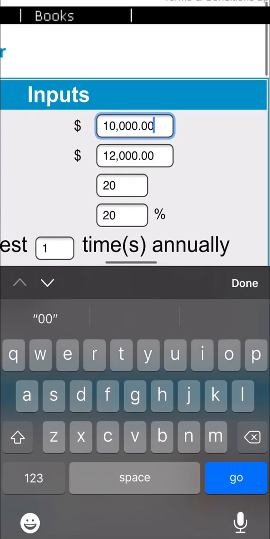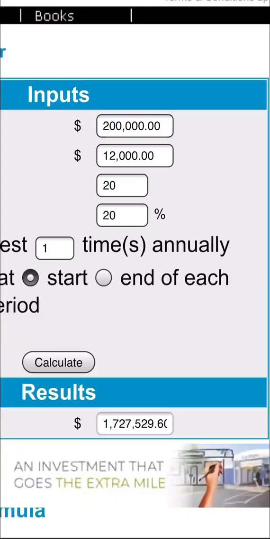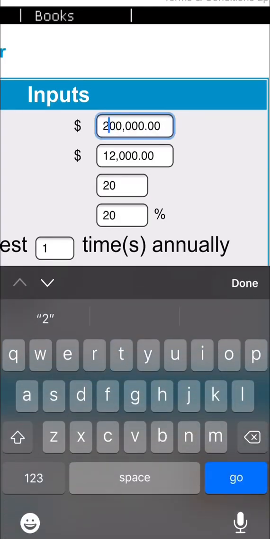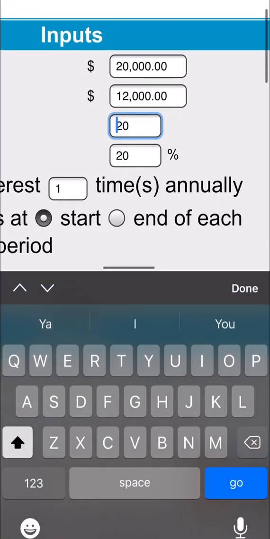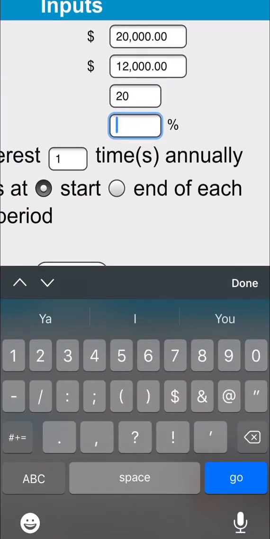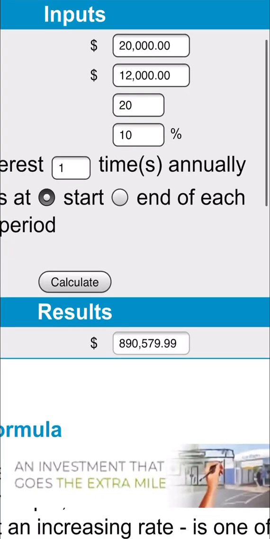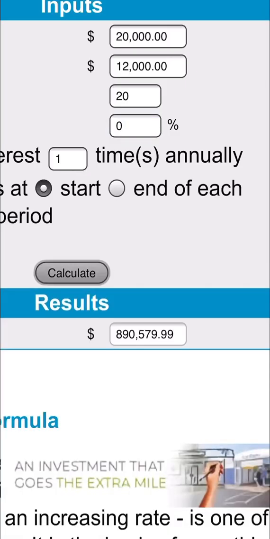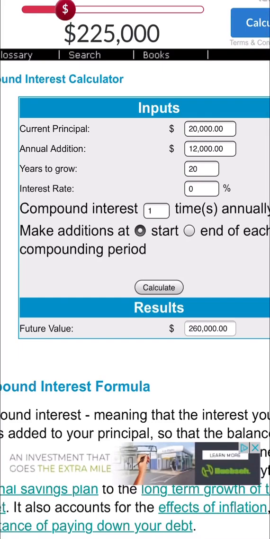And let's say if you're investing $1,000 a month, you probably have like $20,000 as well to start out with. So, not 200,000. That's a huge difference. Extra zero. And let's put years to grow at 20. And let's put at 10%. So if you have an aggressive goal, so let's actually do, I forgot, guys, let's do 0% to see how much we're originally investing. So current principal, $20,000. You're investing $1,000 a month for 20 years. You put in about $250,000, $260,000 to be exact, of your own money.